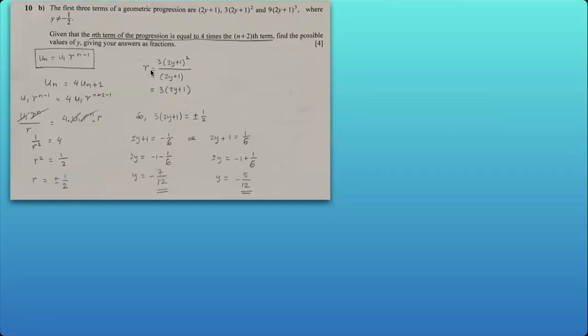R is the common ratio, and this is equal to the term after divided by the term before. So here I choose the second term divided by the first term to get this expression. And we can equate this to plus minus 1 over 2. And we have y equal to minus 7 over 12, or y is equal to minus 5 over 12.